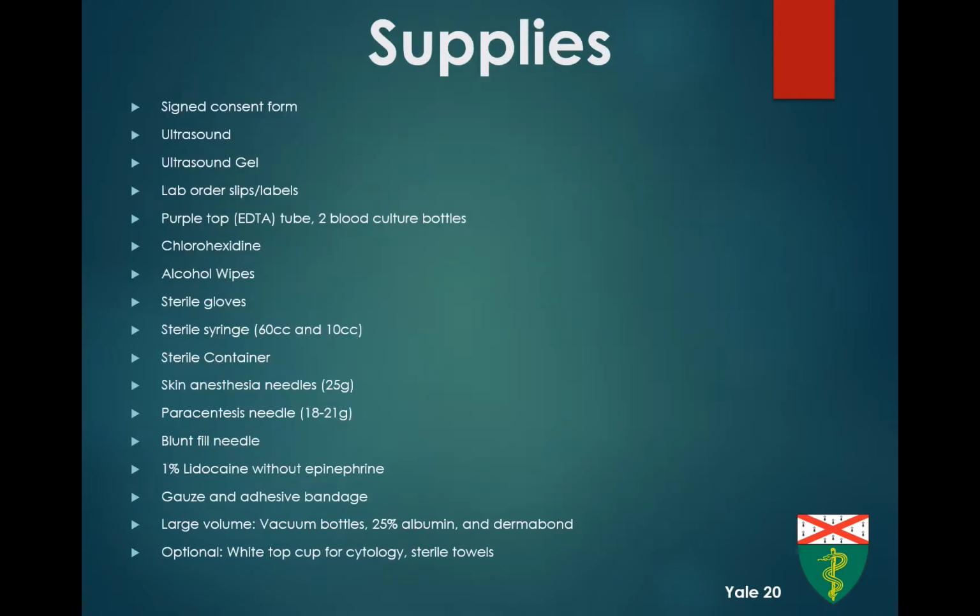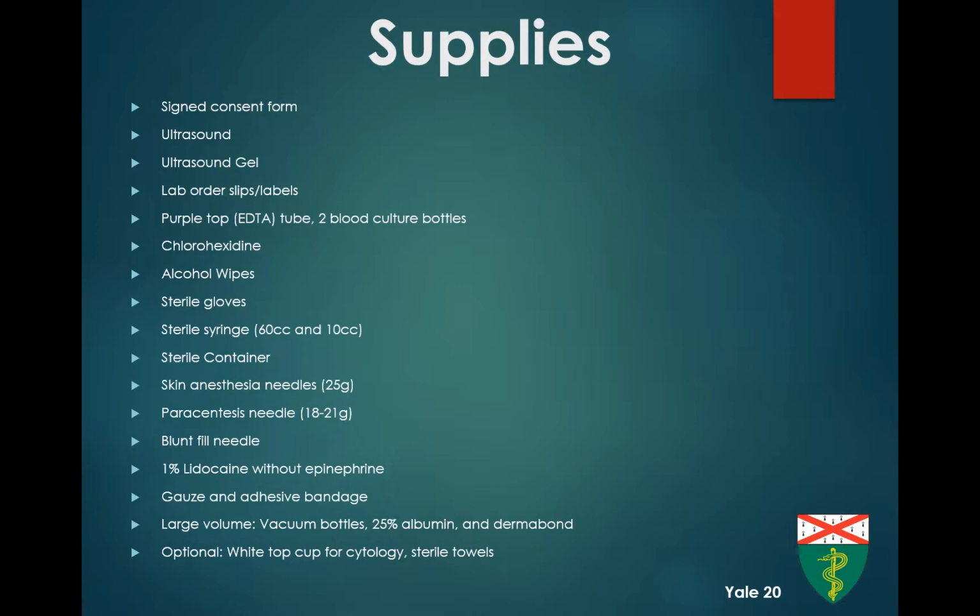Supplies for paracentesis include signed consent form, ultrasound, ultrasound gel, lab order slips and labels, a purple top EDTA tube, 2 blood culture bottles, chlorhexidine, alcohol wipes, sterile gloves, a 60 and a 10 cc syringe, sterile container, a 25 gauge needle and an 18 gauge needle, a blunt fill needle, 1% lidocaine without epinephrine, gauze and adhesive bandage, and for a large volume paracentesis, vacuum bottles, albumin, and Dermabond are helpful.